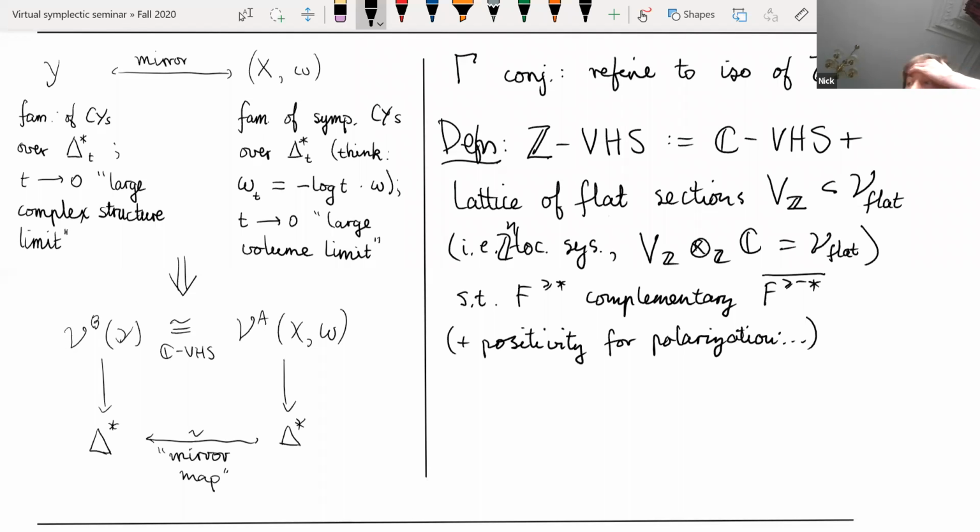All right, so the reason— Can I ask a question? Yep. Is it not assumed that the two flat structures are the same? Like the connection you get from the lattice and the connection you're given? Yes. I mean this V_Z here is defined to be flat sections. I'm sorry, I'm stupid. Yeah. No, thank you. Thanks for the question.